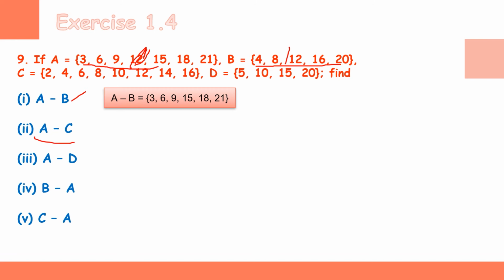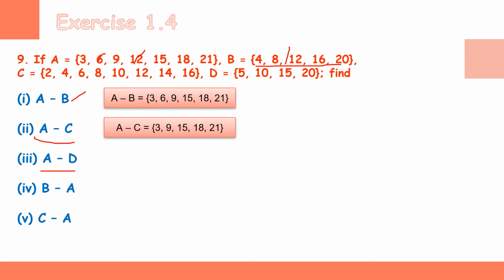Similarly, A minus C. Now A is my major set. I will just subtract the elements of C in A. Just tell me the answer quickly. What are the common elements you have? You have 12 as a common element, so I don't want that 12. And anything else? I have 6 in C also, so I don't want 6. Anything else? No, that's it. So 3, 9, 15, 18, 21.